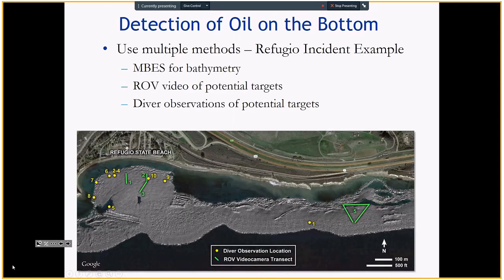I'm going to show you an example from the Refugio spill. Some divers from UCSB said, oh, we saw some oil on the bottom. Oh, God, if it's sinking, what are we going to do? So I came out and we had the PDI guy that's out for the review. And I want to show this because we used multiple methods. We went out and did multibeam sounders so we get the bathymetry. That's really important. That's a piece of the puzzle because we're looking for places where the oil might have accumulated. This is a pretty high energy environment, so we need to have some places for it.